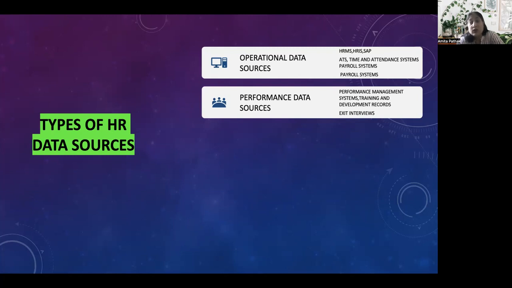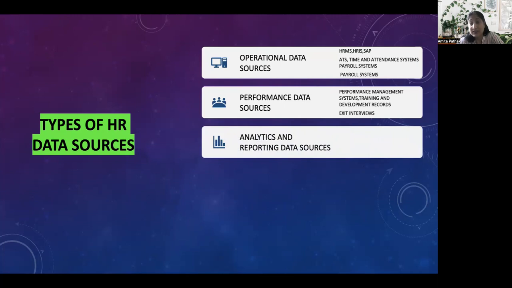Say, in an organization, on a monthly basis, 3 employees are leaving. So what's the feedback they are giving about the organization? Like why they are leaving, for better opportunities, or they are not happy, or what's the reason? What they are recording in their exit interview. So these are certain areas from where we can get the performance related data.